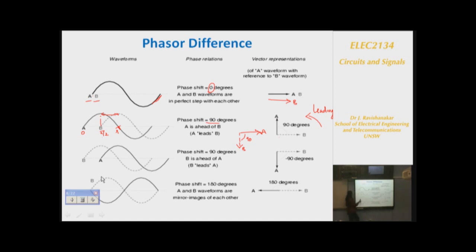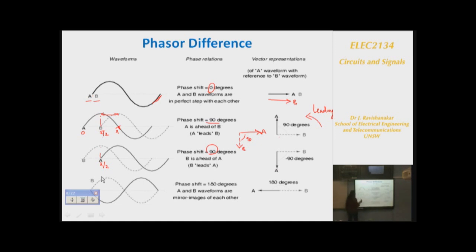Now the next case is where B starts first and then A. Once again it starts at an angle greater than pi by 2. So it's the other way around. Once again it is 90 degrees. B starts first and then A comes. So here it is put in this way.